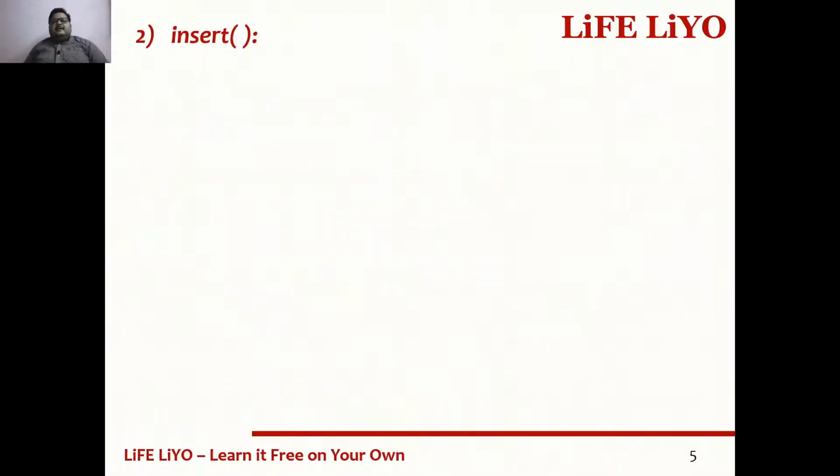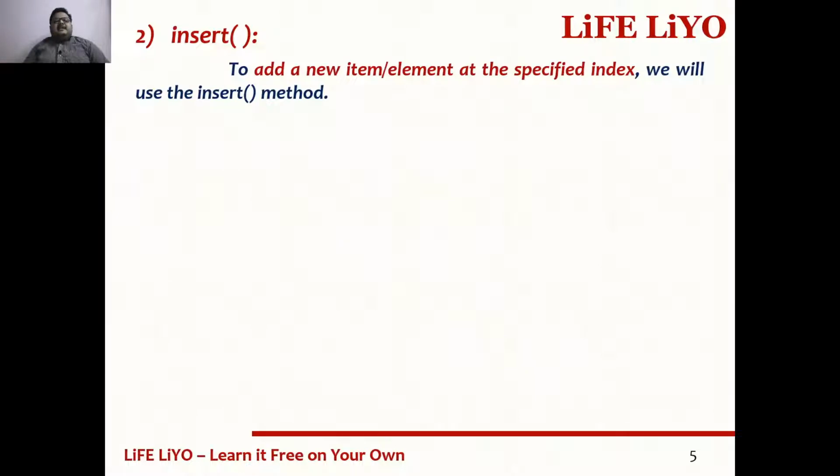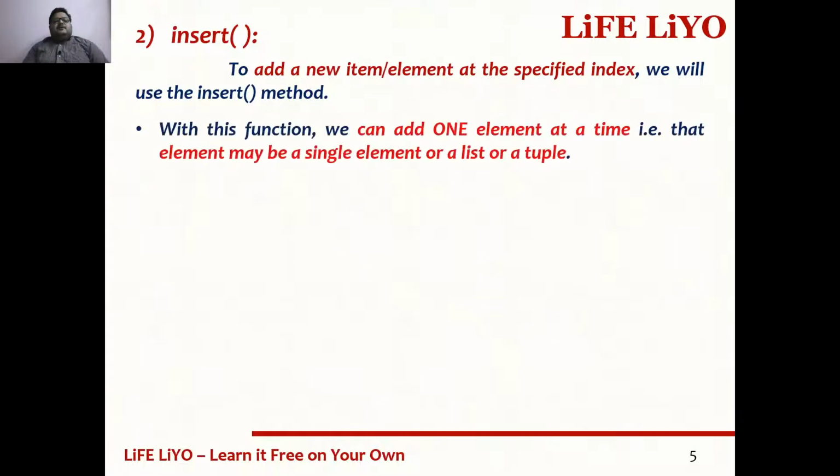Next, insert. What is the difference between append and insert? Insert is used to insert an element at the respective index. That is, if you want to insert an element in a particular position, that should be done with the help of insert. With this method, we can add one element at a time, but that element might be a single value or a list or a tuple.